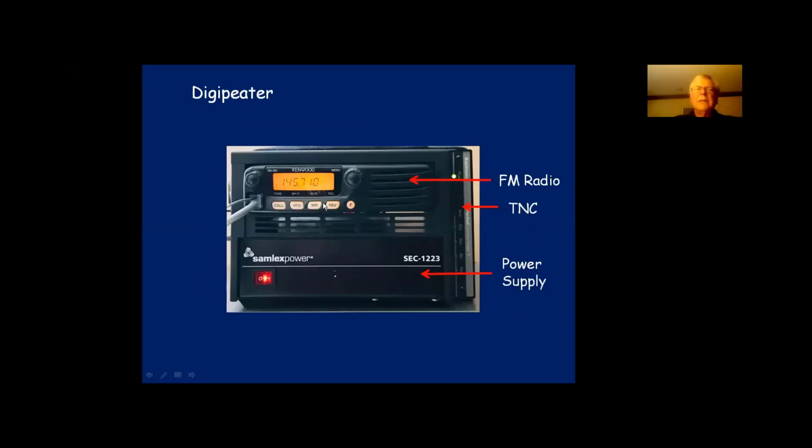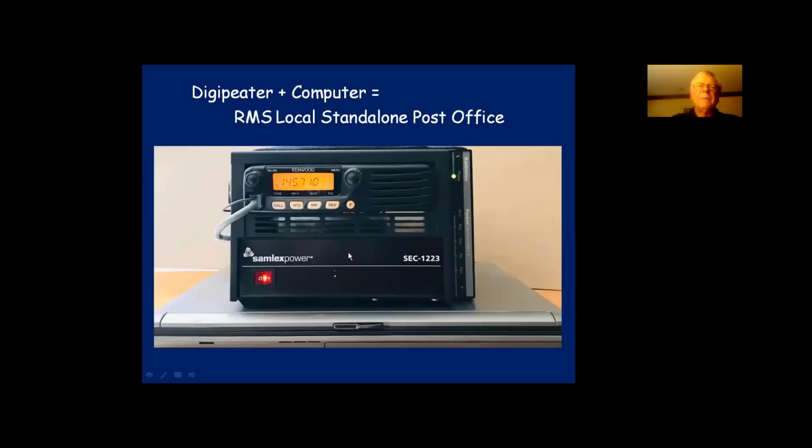So this is a digipeater. It's basically an FM radio with a terminal node controller over here and a power supply, of course, an antenna and a piece of coax. And it's standalone. It's not connected to the internet, and it just repeats what comes in and spits it out again using an omnidirectional antenna.